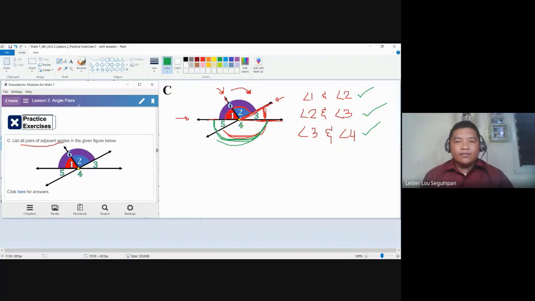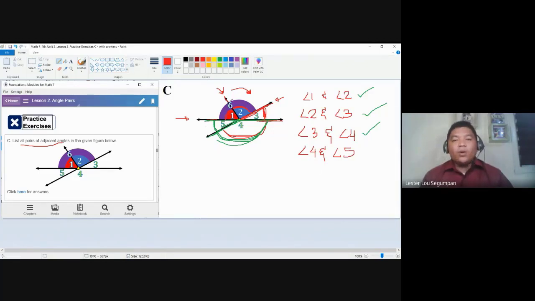They share the same vertex. And this side is a side of both angle 4 and angle 5. So the next pair of adjacent angles are angle 4 and angle 5.